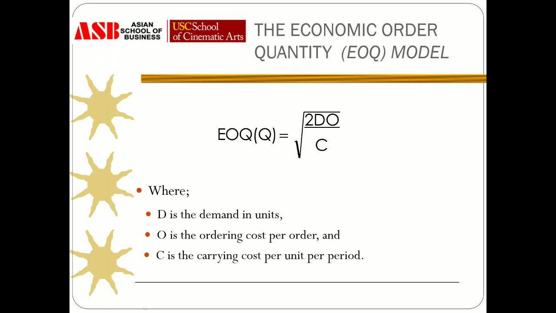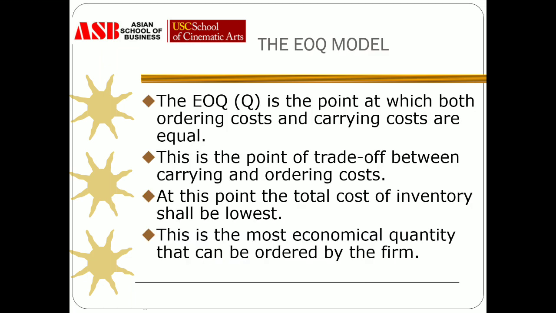Generally, the ordering cost per order is given in the questions, but we need to calculate the value of C, the carrying cost per unit per period, because it is to be calculated with the help of the market price per unit of the commodity. Now, EOQ is the point at which both ordering cost and carrying cost are equal. We have already discussed this is the point of trade-off between carrying and ordering cost. At this point, the total cost is the lowest, and this is the most economical quantity that can be ordered by the firm in one single order.